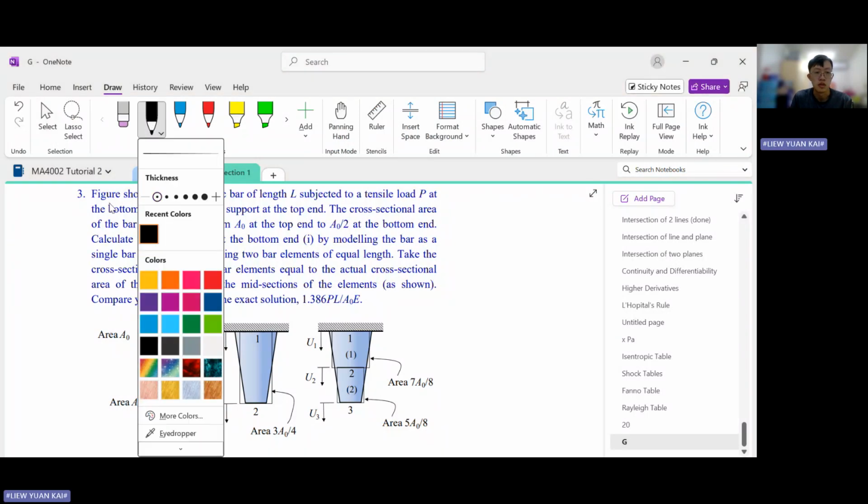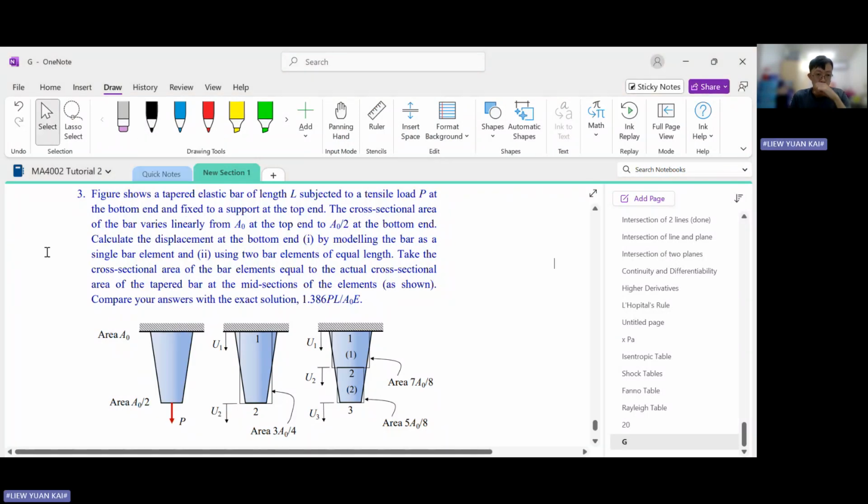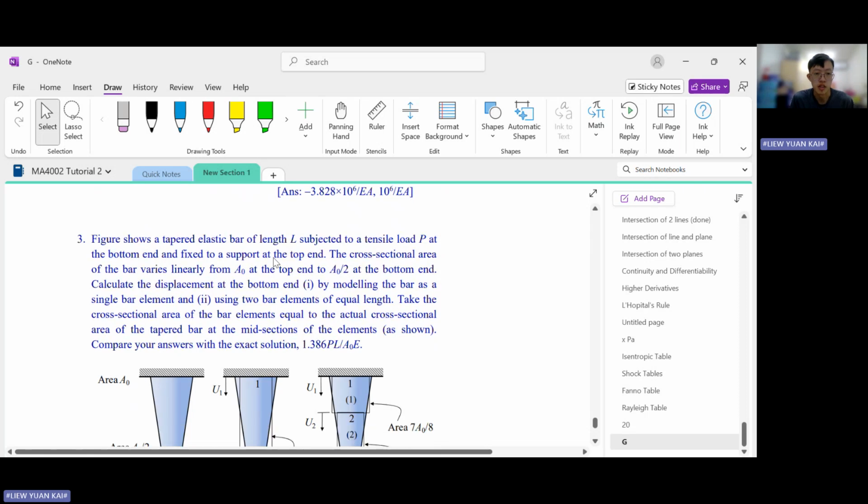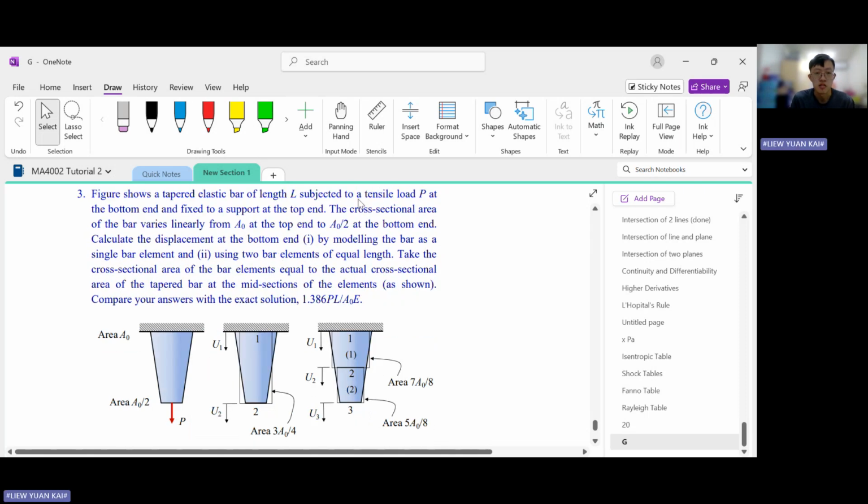Next, we have a beam question. The figure shows a tapered elastic bar of length L subjected to a tensile load P at the bottom end and a fixed support at the top end. The cross-section area varies from A0 to A0 divided by 2 at the bottom end. Calculate the displacement at the bottom end by part 1, modeling the bar as a single bar element, and part 2, using two bar elements of equal length.